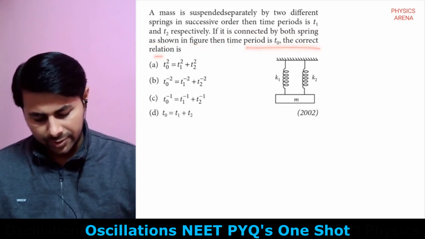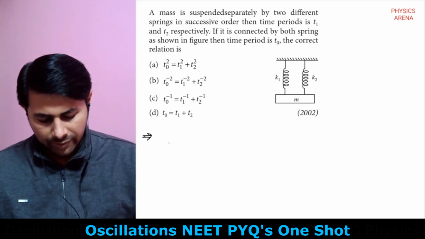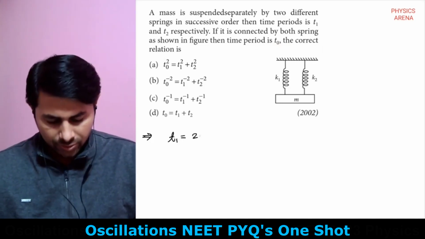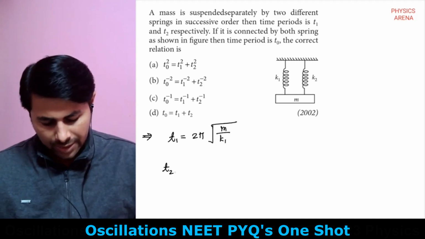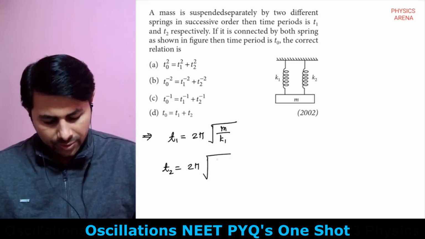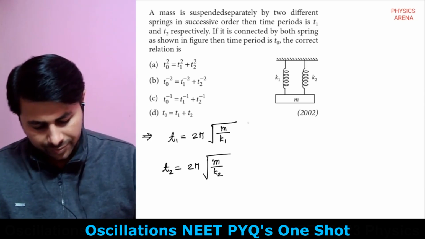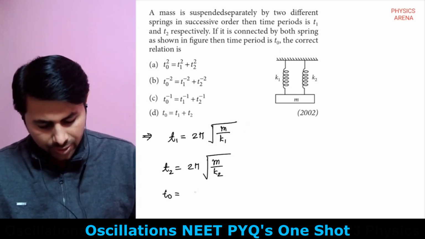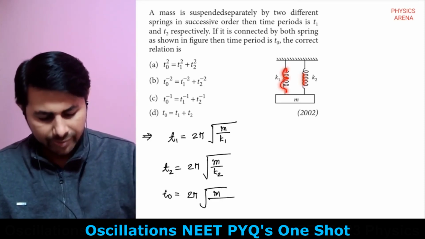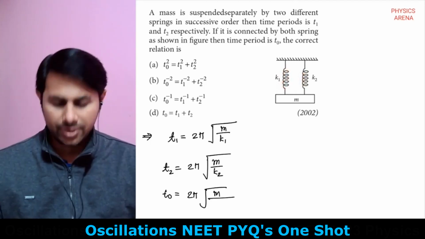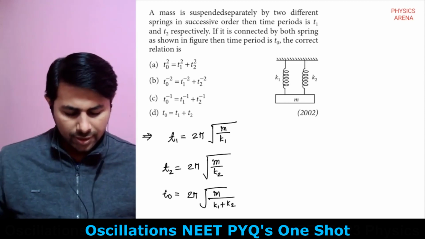The correct relation is, okay, let's find. So T1 can be written as what? 2 pi root of m by K1. T2 can be written as 2 pi root of m upon K2. And what about T0? T0 equals 2 pi root of m upon, when you connect both of them in parallel, the net spring constant becomes K1 plus K2. So K1 plus K2, right?